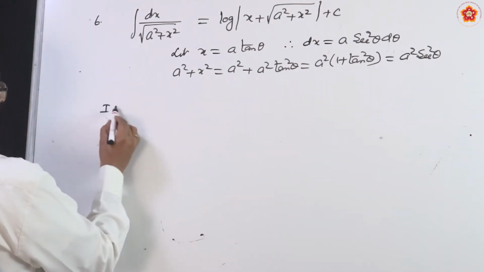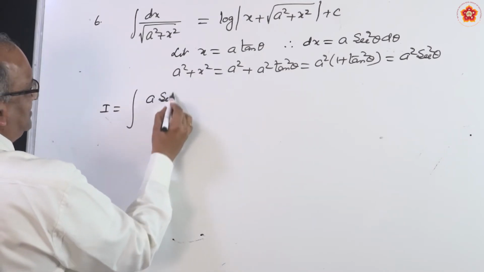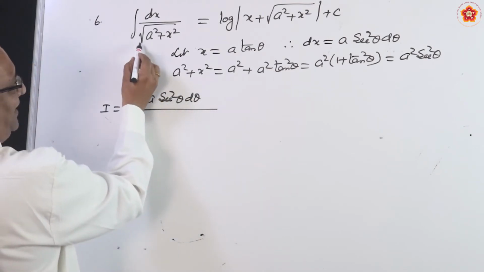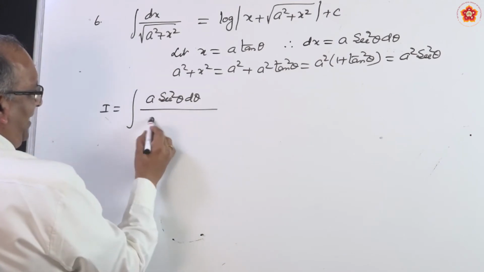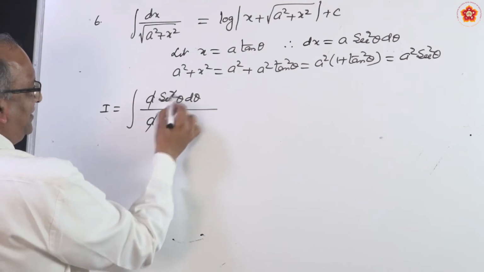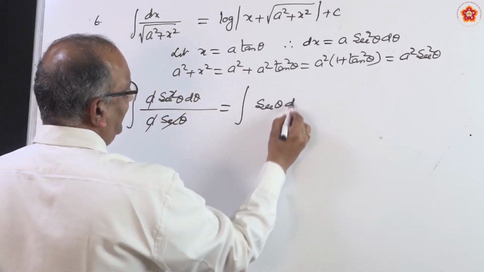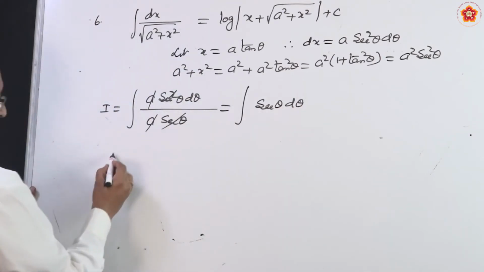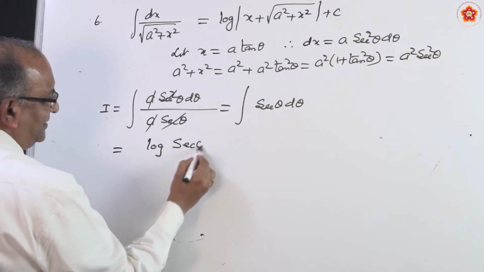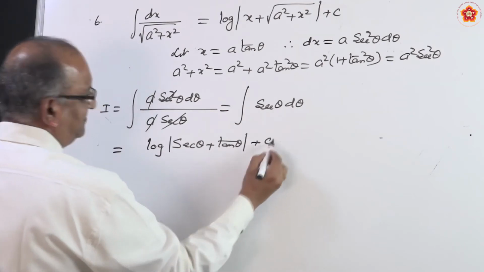So, the I can be written as integral of, in place of dx, a sec square theta d theta by, remember, there is square root. If you take square root of that, you are going to get a sec theta. So, a will get cancelled, sec theta will get cancelled. You are left with integral of sec theta d theta. And what is integral of sec theta d theta? It is log sec theta plus tan theta plus c.